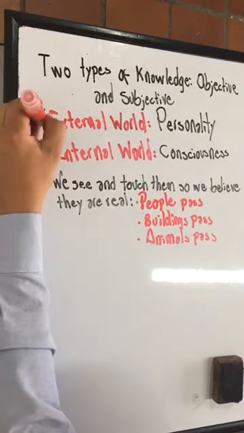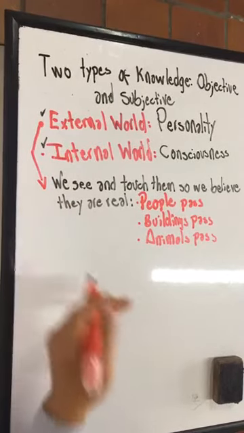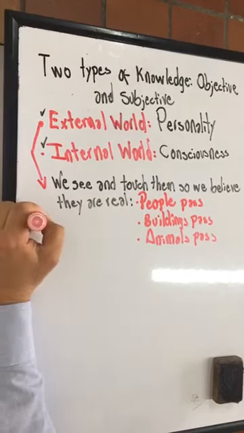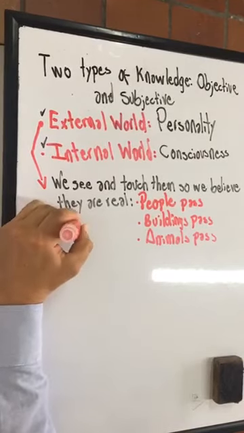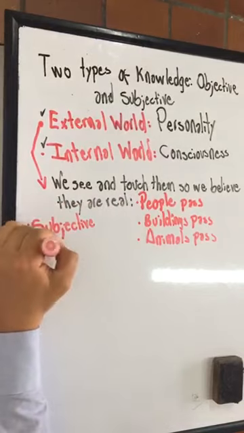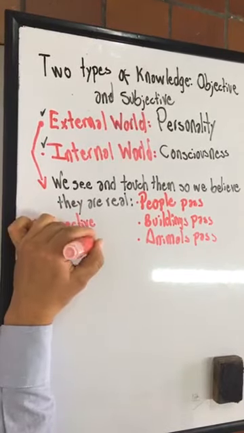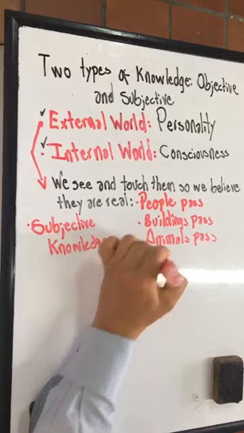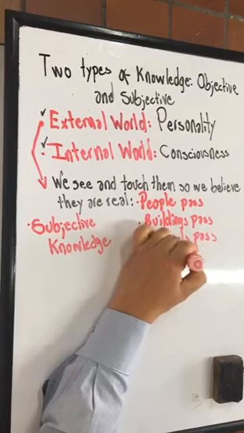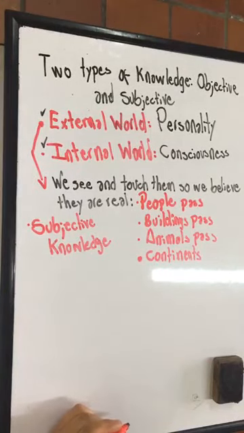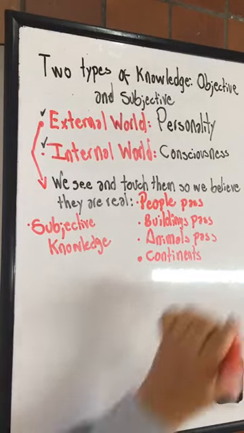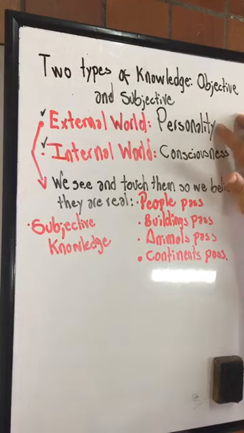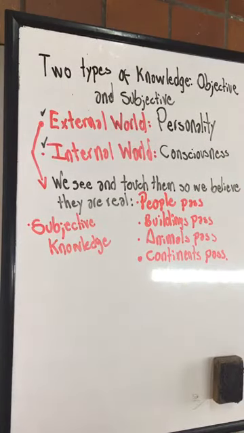Talking about subjective knowledge: when we talk about the external world, at the same time we are talking about subjective knowledge. Continents pass. All here in this external world is an illusion. It's illusory, because it belongs to matters related with personality. That's why it's something subjective.